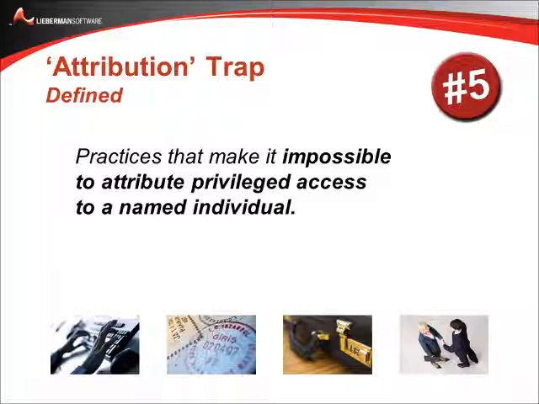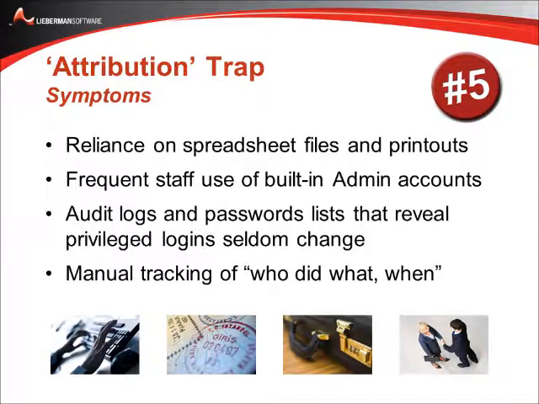We'll define the attribution trap as any of your processes that make it impossible for you to attribute privileged access, including access that could allow viewing of sensitive data or changing of configuration settings, to a named individual. The symptoms of this trap are not difficult to recognize. For example, if your organization relies on spreadsheet files and printouts to record its administrator and root logins, or if you find that your staff use built-in administrator accounts more frequently than you'd expect, if you've ever seen audit logs and password lists suggesting that privileged logins are seldom changed, or if your organization relies on IT staff to manually track who did what when using these privileged logins, your organization might be at risk.